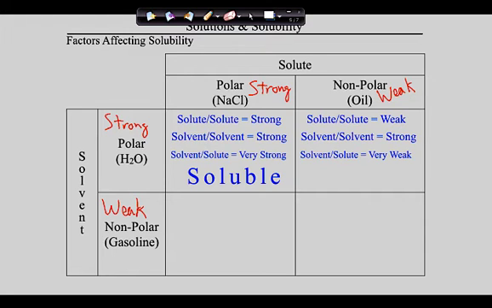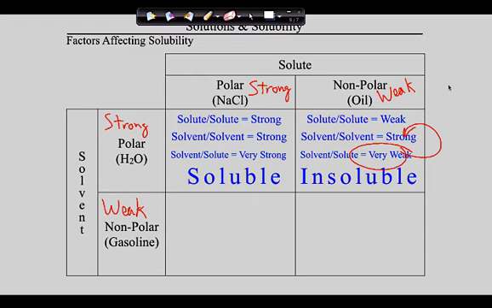Now guys, check this out. As a result, this can't break down this. The water is more attracted to itself than it is attracted to the oil molecules, and consequently, that doesn't dissolve. You get it?